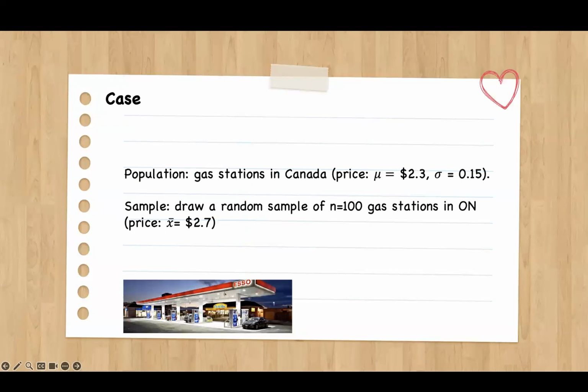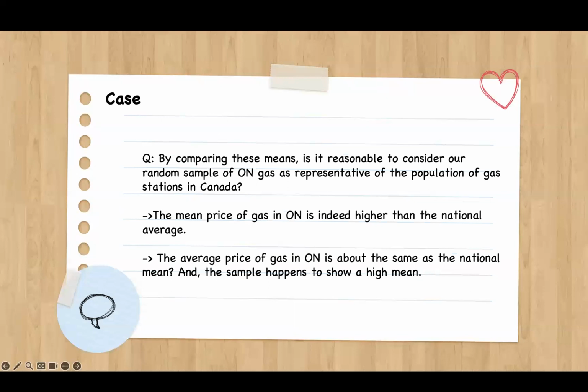So let's draw a random sample of Ontario gas stations, let's say 100 gas stations, to calculate the mean price of a gallon of regular gas, say $2.7. Based on the consumer information, for our population, nationally, the mean price of a gallon is $2.3, and the standard deviation is 0.15 for the same week. Given this basic information, now we compare the mean price of gas in Ontario with the mean price of all gas stations in Canada for the same week.